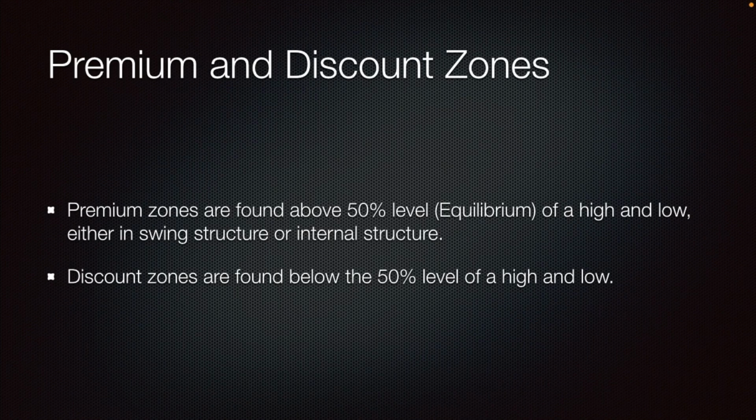Premium zones are found above the 50% level, or equilibrium, of a high and low. That is a premium zone where you'd be looking to sell, and discount zones are found below the 50% level of a high and a low. Could be either a swing or an internal, it doesn't really matter. We'll get into that on the charts, so it will make a bunch of sense.